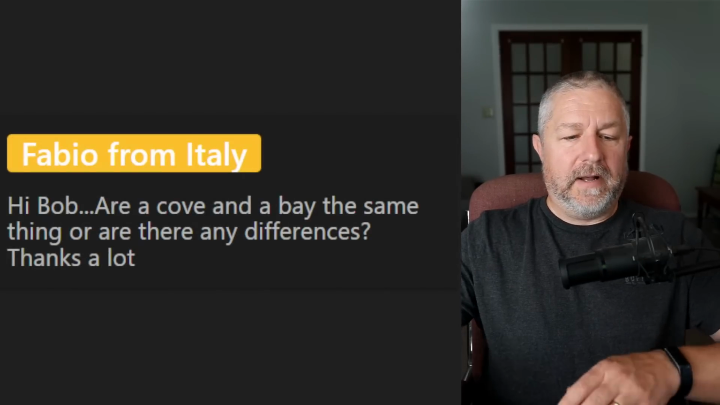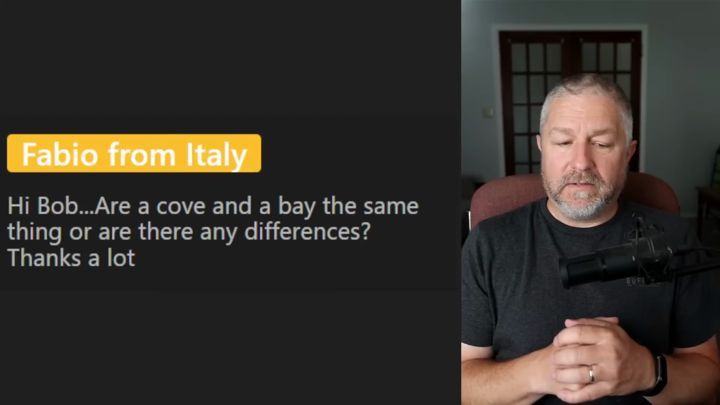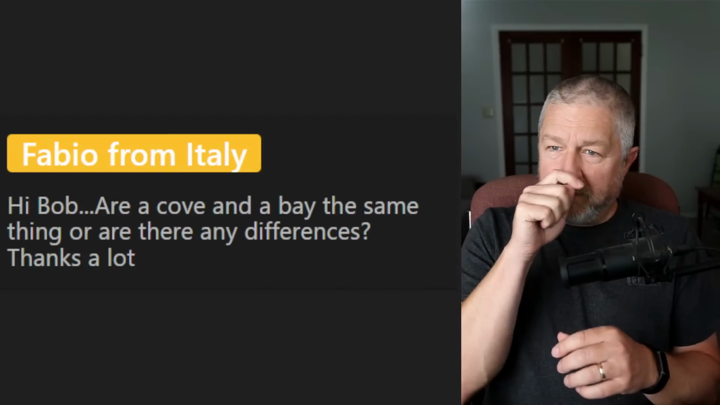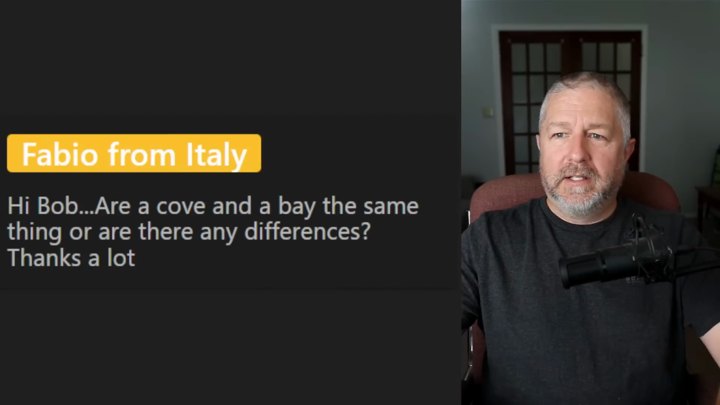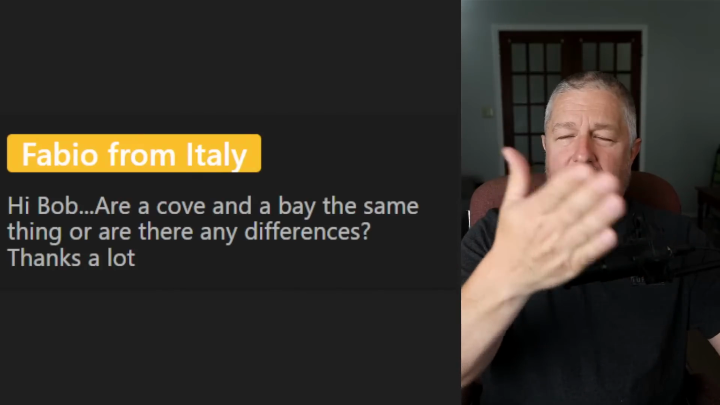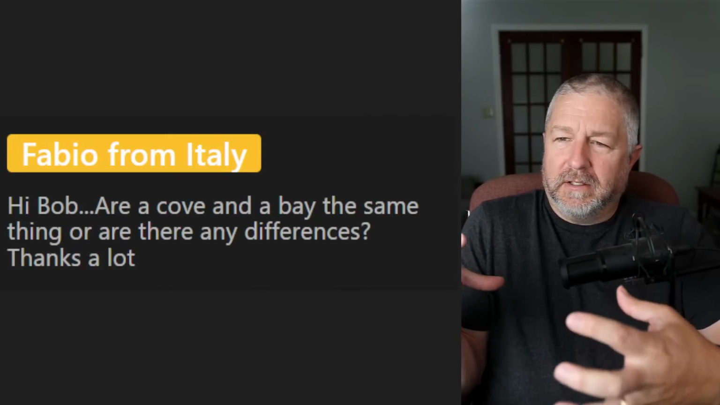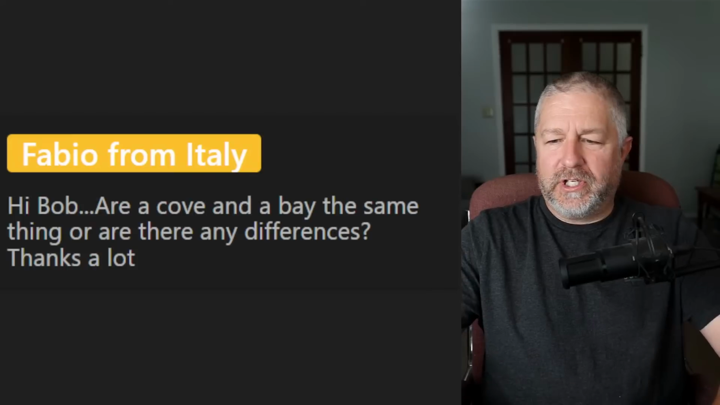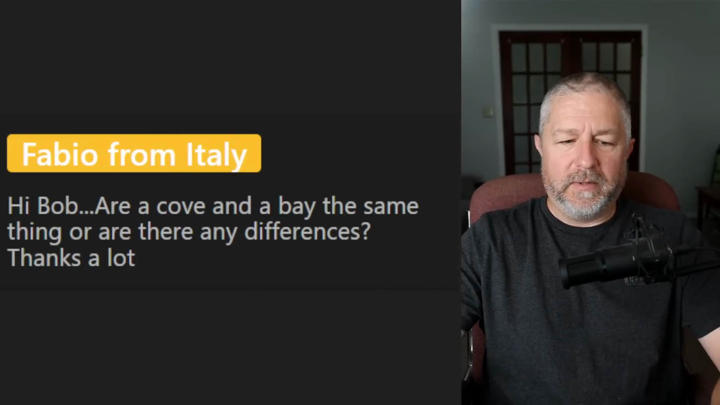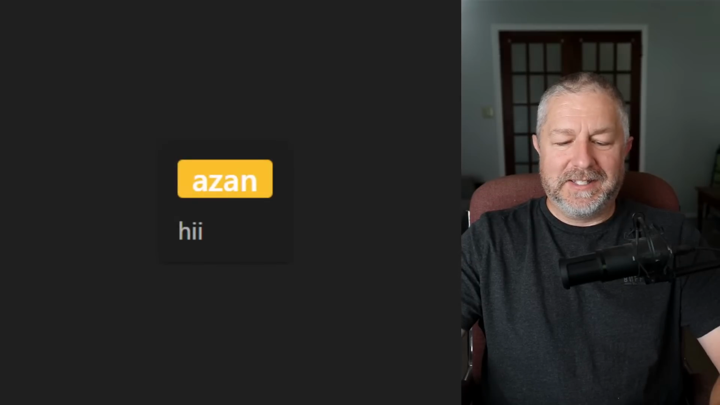From Fabio. Hi, Bob. Are a cove and a bay the same thing, or are there any differences? Thanks a lot. A cove might be a little more sheltered. When I hear the word bay, it would be like a large area like what I showed in the photo. A cove, I picture it being a little smaller and a little more sheltered and protected from the larger ocean or sea.